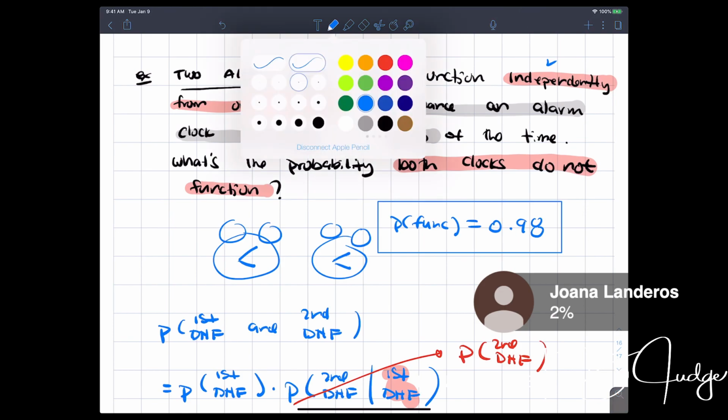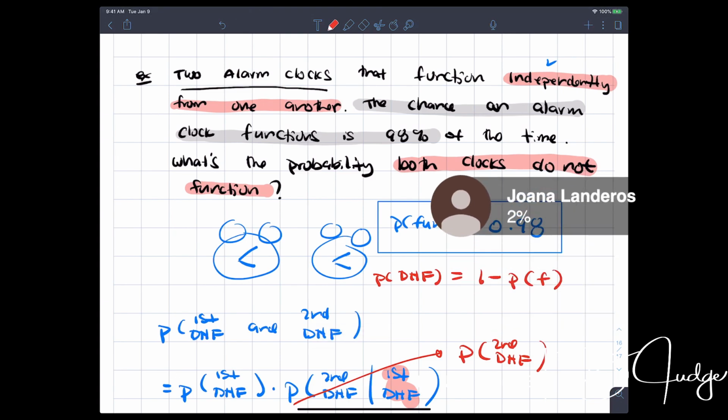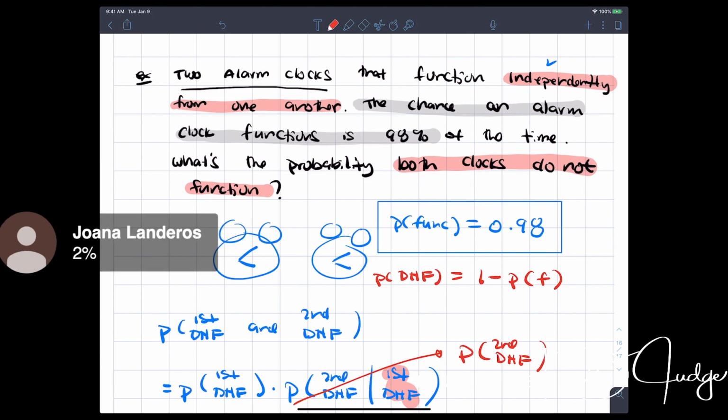Now, you're going to use the complement rule. Remember what the complement rule is. Okay? Probability, it does not function, is 1 minus the probability of functioning. Well, this is going to be 1 minus 0.98. And what's 1 minus 0.98? 0.02.